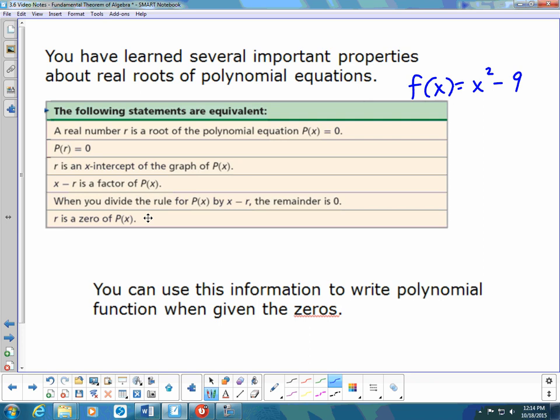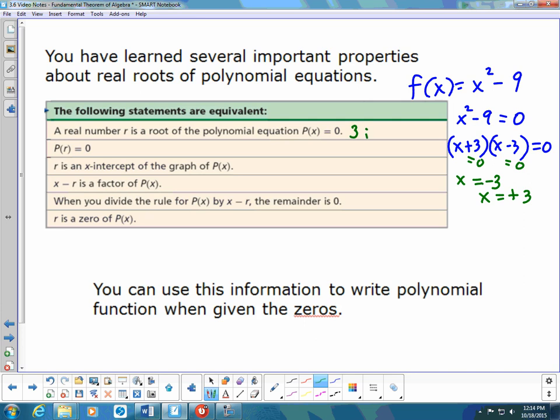If we were asked to solve that, we know from factoring that we would factor x squared minus 9 equals 0 into two sets of parentheses, x plus 3 and x minus 3, because it was a difference of perfect squares. Let's solve first: x plus 3 equals 0 and x minus 3 equals 0, so our two answers are x equals negative 3 and x equals positive 3. The first statement says that a real number r is a root of the polynomial equation p of x equals 0.